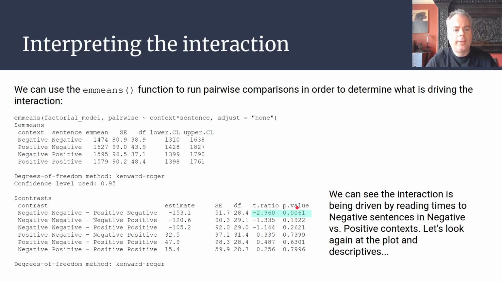So let's move ahead, bearing in mind that we might have a slight issue over the non-normality of our residuals. Let's start to interpret the output of our mixed model. We're going to do that in the same way that we did last time, using the means function in the means package. We pass to the means function our factorial model, and we ask for pairwise comparisons based on the main effects and interaction of context by sentence. We're not going to adopt any adjustment.